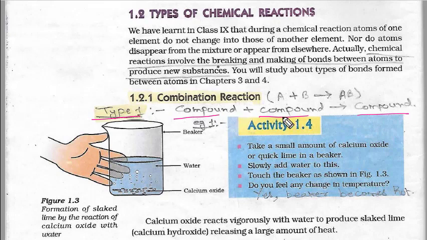That means here the reactants are also compounds and the product formed is also a compound. So we will study this type by activity 1.4. They are saying, take a small amount of calcium oxide or quicklime. Calcium oxide is also known as quicklime, in a beaker. Slowly add water to this. Touch the beaker as shown in the figure. Do you feel any change in temperature? Yes, we will feel a change in temperature. The beaker becomes hot. Actually, what is happening here?